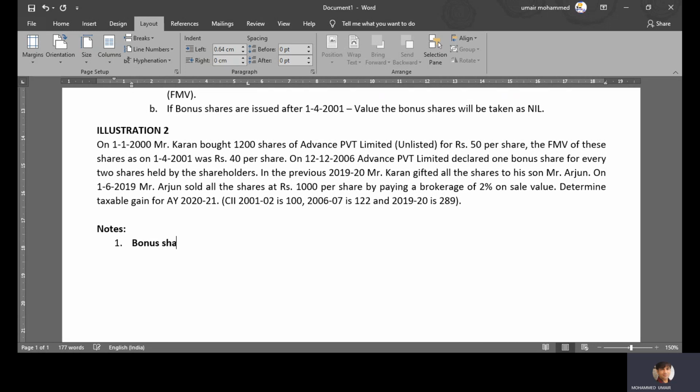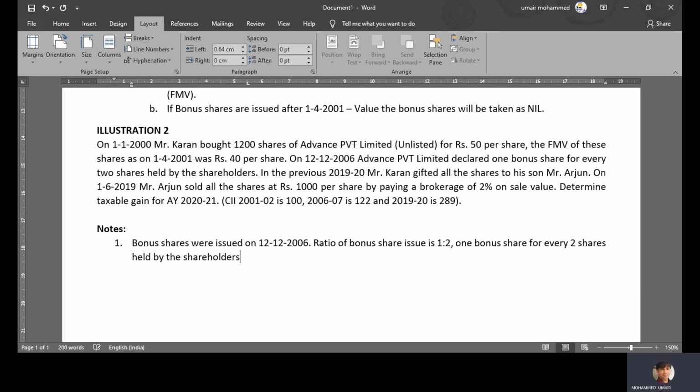So bonus shares were issued or declared on 12/12/2006. And the ratio of bonus share issue is 1 bonus share for every 2 shares held by the shareholders. So let's write this.